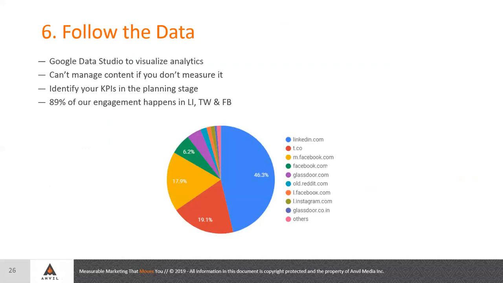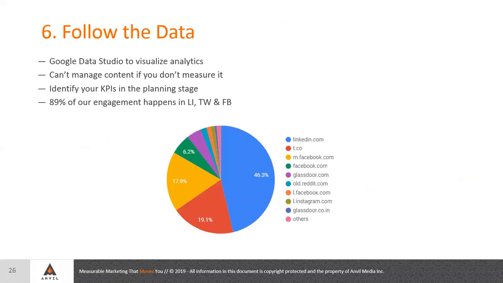So for instance, we use Google Data Studio to visualize analytics for us as an agency, and some of our clients use it. Some of them use Tableau, or however you want to pronounce that, and other data visualization tools. But if you don't measure it, you can't manage it. And so looking specifically at this snapshot of the social media engagement for us as an agency, we see that almost 90% of it happens on LinkedIn, Twitter, and Facebook.